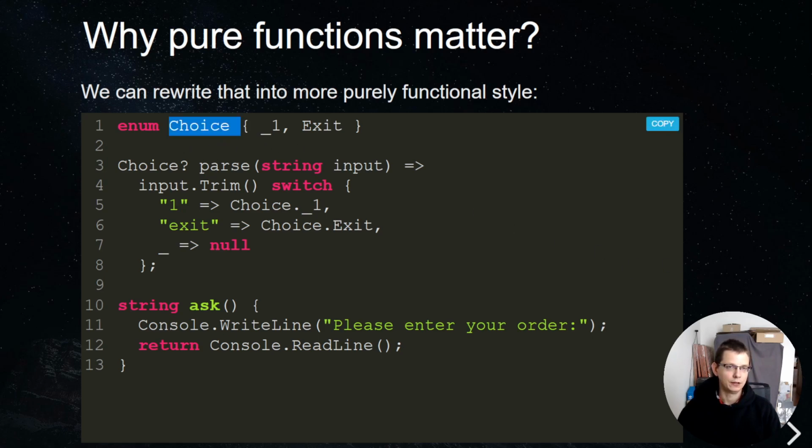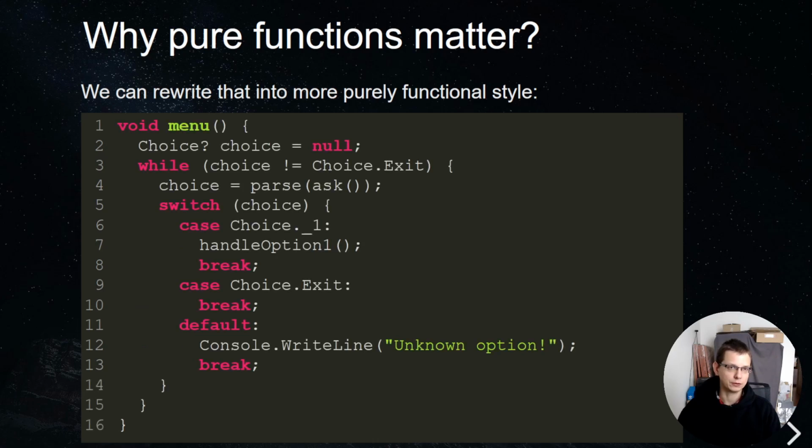First we define an enumeration, Choice, which basically states what our choices are. So we have choice number 1, and we also can exit the program. And then we have this pure function called parse, which takes any string and turns that into a choice. But if the string is invalid, we don't have a choice, and therefore this is optional. And then we can split this into another impure function, but still a separate function, called ask, which actually asks the user to enter their order.